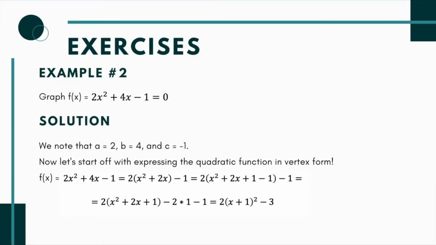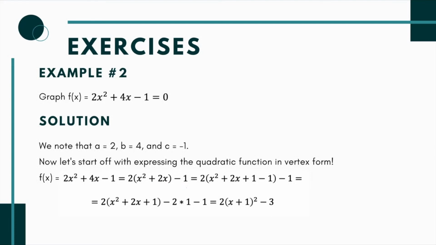Now let's move on to our exercises. Graph f of x equals 2x squared plus 4x minus 1. Here we'll group the x squared and x terms together. And we also note that a equals 2, b equals 4, and c equals negative 1. So when we group the x squared and x terms, we get 2x squared plus 4x minus 1 equals 2 times (x squared plus 2x) minus 1.